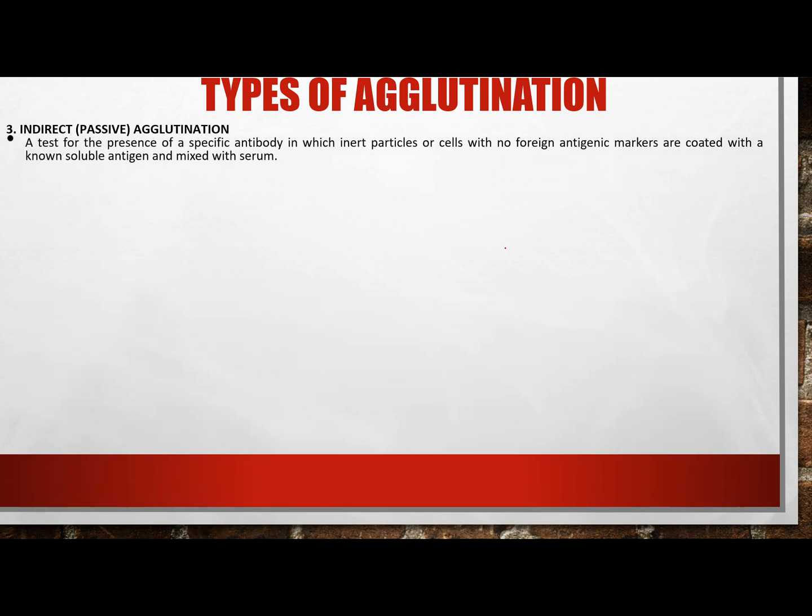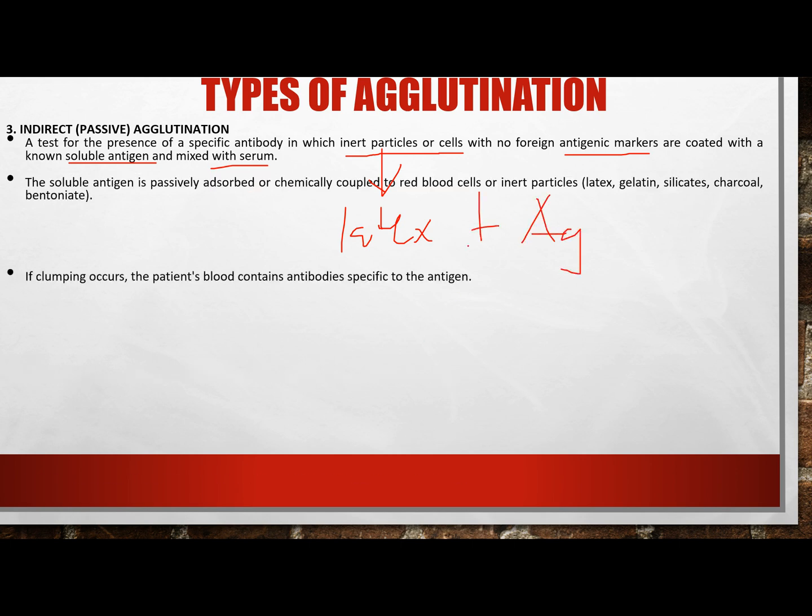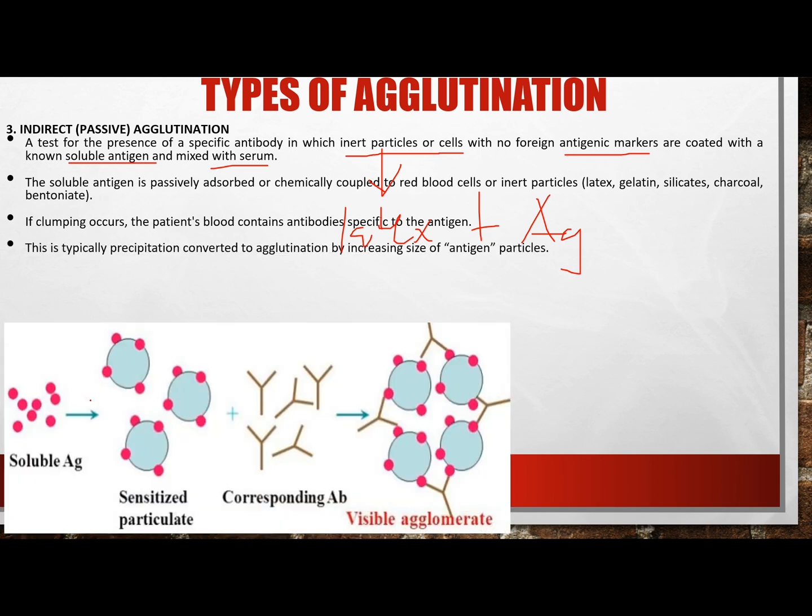Now, in an indirect or passive agglutination, you will be using inert particles or cells with no markers, coated with a known soluble antigen and mixed with a serum. So you would use particles, class. An example of an inert particle is latex. So here you would have your latex and it would be coated with an antigen.